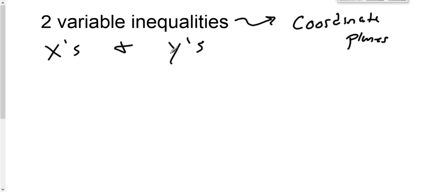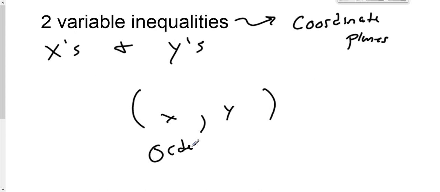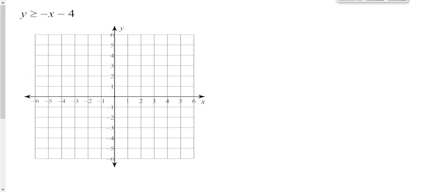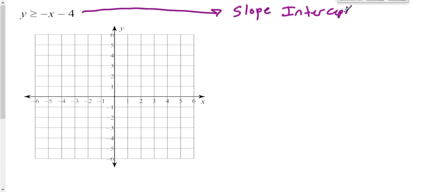Two variables means that we have two answers, which are ordered pairs, x and y, which goes with coordinate planes. So when we look at our inequality, first thing we should know is our similarities to the form slope-intercept form. The only difference is we do not have an equal sign, we have an inequality sign.